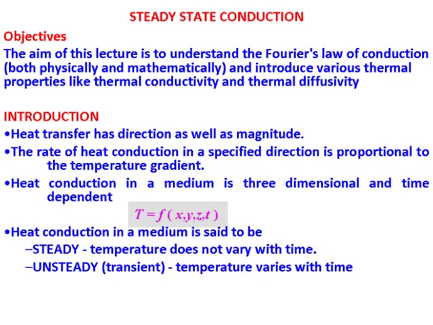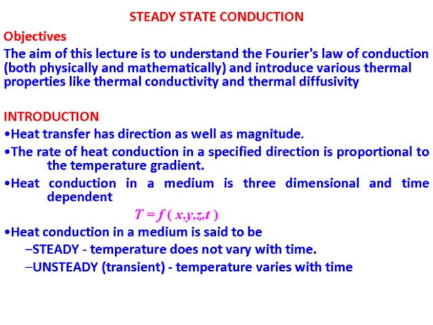So, if temperature is going to vary only with x, then it is 1D. It can be only with x or only with y or only with z, then it is going to be 1D. If temperature is going to vary in two dimensions, say x and y, or x and z, then it is going to be two dimensional. If temperature is going to vary with x, y and z, then it is going to be three dimensional. As is always the case, we go from simple to complex, so we first take one dimensional heat transfer.